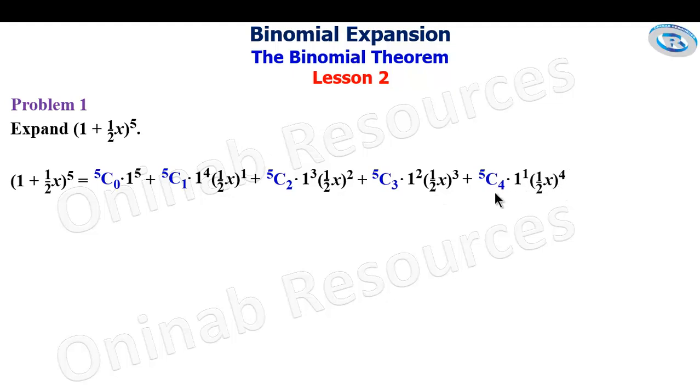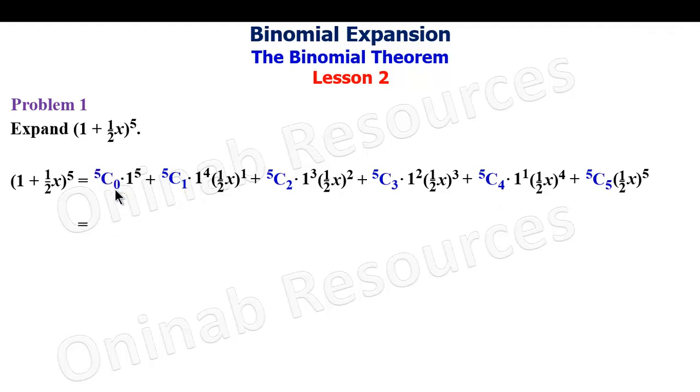x) raised to power 4, then plus 5C5. This is now going to be 1 raised to power 0, which will still give us 1. We are omitting that. Then times (½x) raised to power 5. Then we now go ahead to simplify the combination, that is the coefficients.